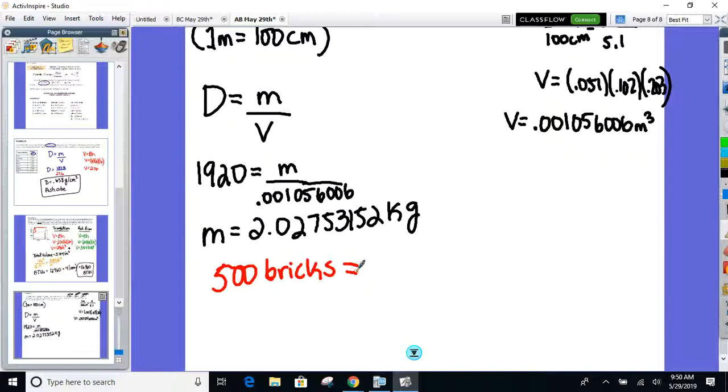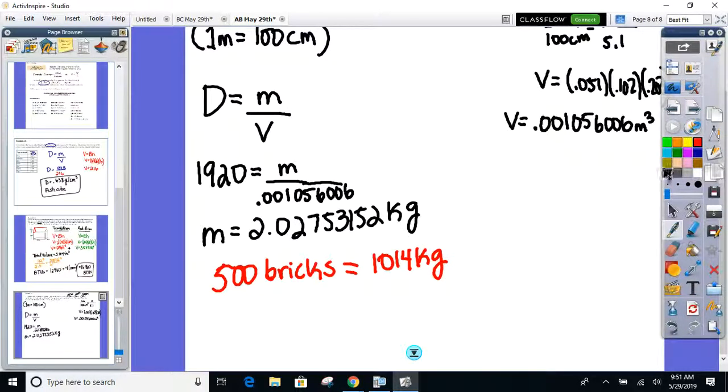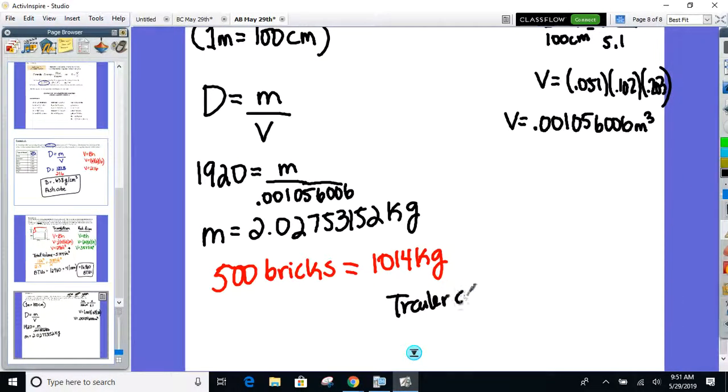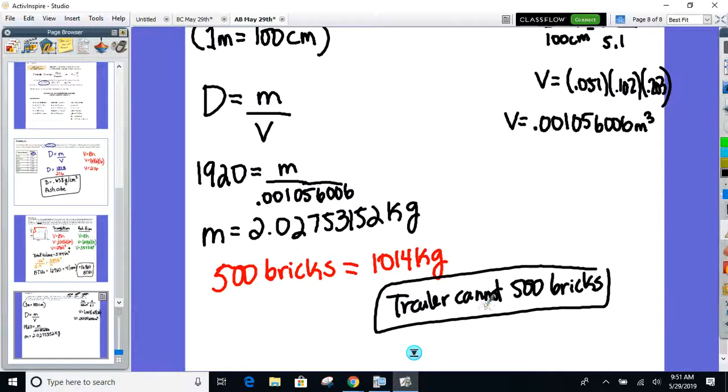So 500 bricks is about, I think it doesn't really matter if we round or not. We can tell if the truck's going to fit it, right? Because it's about 1,014 kilograms you're getting. So what can we say here? You need a bigger truck, right? Trailer cannot hold 500 bricks. Because what was its capacity? 900, yep. Trailer cannot hold 500 bricks. Cannot hold, there we go.